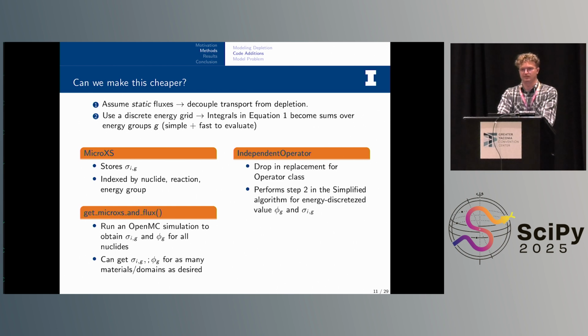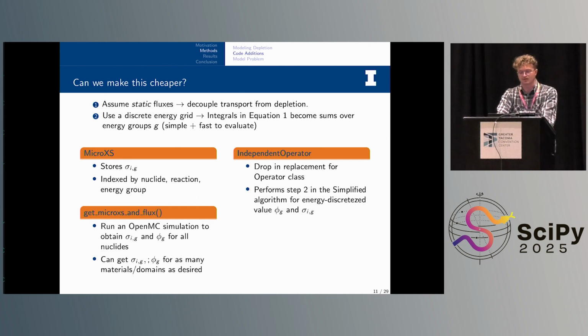We just have to do a NumPy product as opposed to sampling each individual reaction. We built up some infrastructure in OpenMC to support this. First, we have this MicroXS class. This is just a container to store energy-discretized cross sections indexed by nuclide, reaction, and energy group. My collaborator Paul Romano created this very handy get_microxs_and_flux function to run an OpenMC simulation that just pops out your energy-discretized flux and energy-discretized cross sections for all the nuclides in that model.